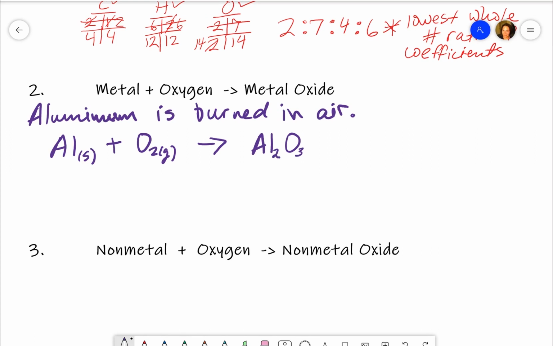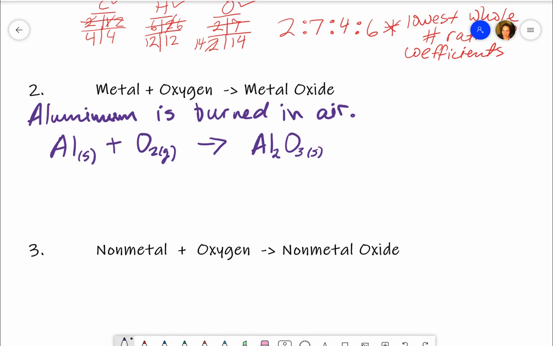And this, a metallic oxide, is always going to be a solid at room temperature. Okay, actually, unless it's a group, it's for combustion. A metallic oxide is always going to be a solid at room temperature. Okay, so now I just have to balance it.